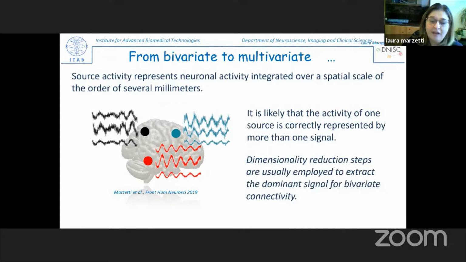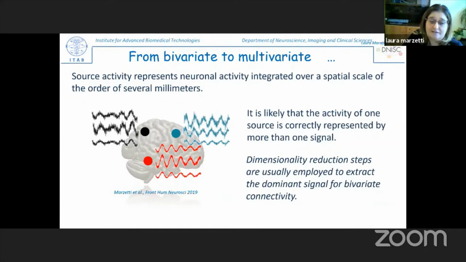So usually what is done in the MEG and EEG field, if you are in this case, for instance, by solving your inverse problem on a source space, which is a grid with no prior assumption on the direction of your current, is that people usually use some dimensionality reduction step in order to extract the dominant signal.